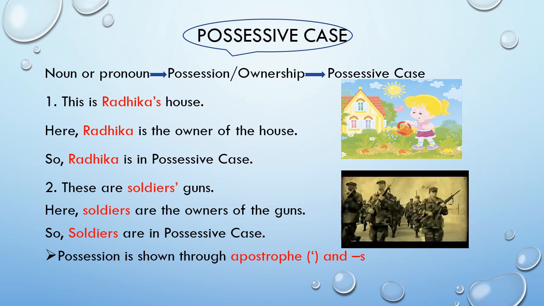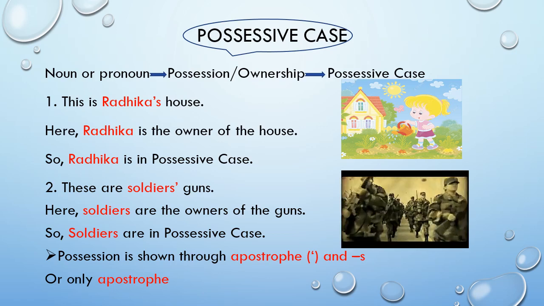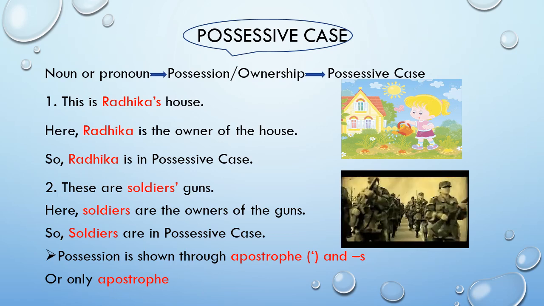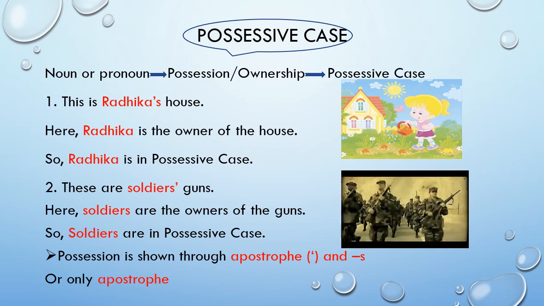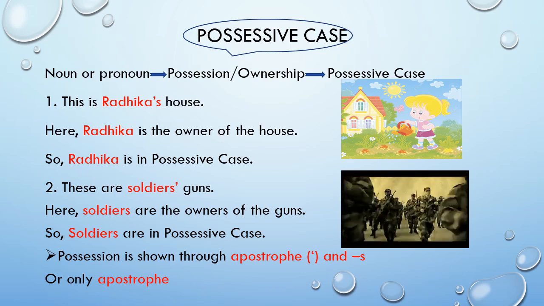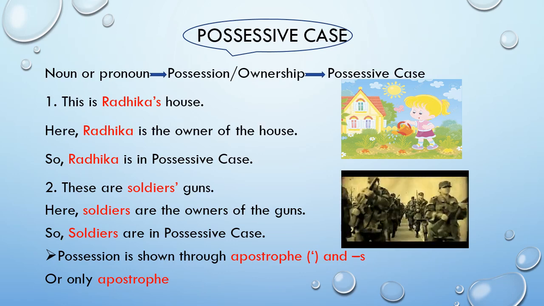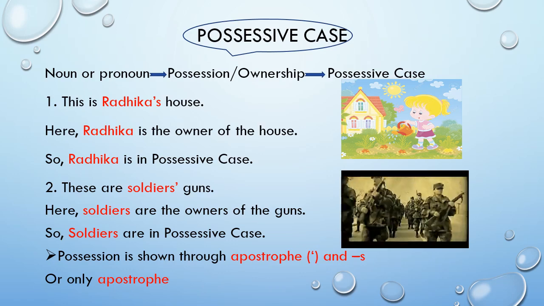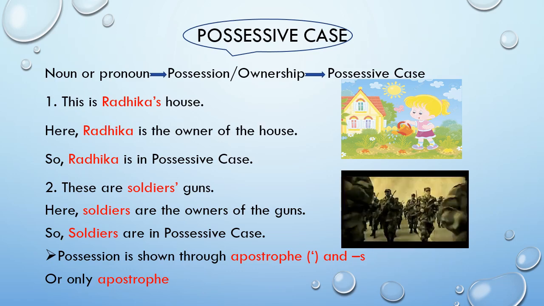And possession is shown through apostrophe s or only apostrophe, as we just saw in example 1 and example 2. In first example we used apostrophe plus s, and in second example we used only apostrophe. Why did we use apostrophe and s in first example? Because the name of the girl is not ending with the s. Whereas in second example it is already a plural noun. It is soldiers. It is ending with the letter s. So we will just put apostrophe with soldiers. We are not going to add another s.